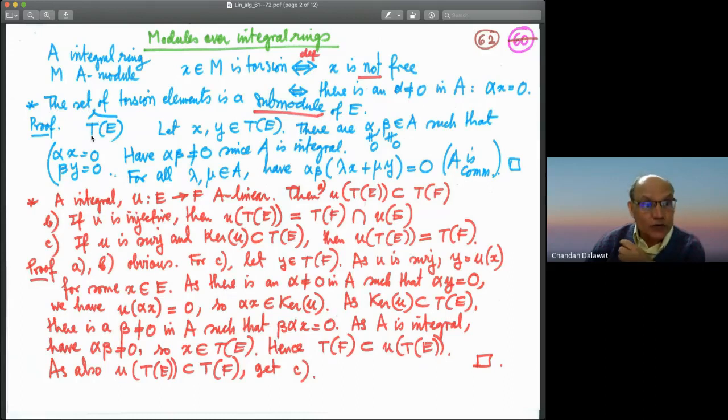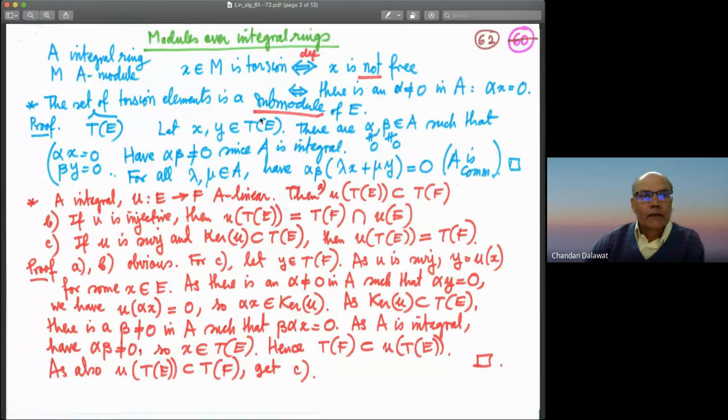And we denote the set of torsion elements of E. I mean, well, this module is sometimes being called M and sometimes being called E. But okay, the set of torsion elements of a module E will be called T of E. And this statement here says that T of E is actually a submodule of E.